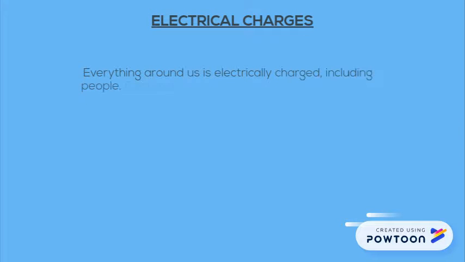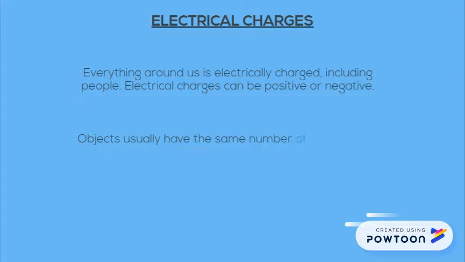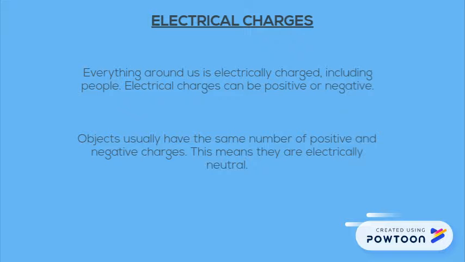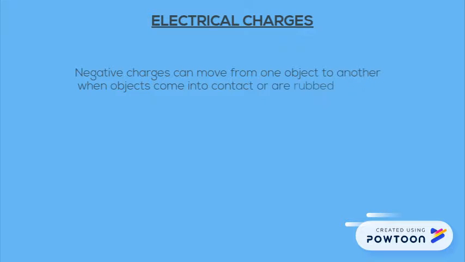Everything around us is electrically charged, including people. Electrical charges can be positive or negative. Objects usually have the same number of positive and negative charges. This means they are electrically neutral. Negative charges can move from one object to another when objects come into contact or are rubbed against each other.